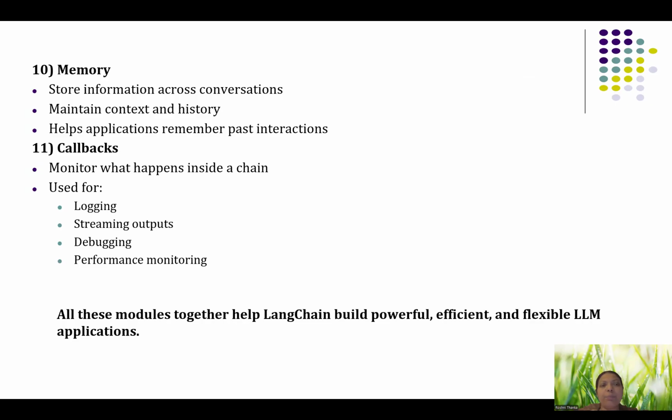Finally, callback. It monitors what happened inside the chain. As we know already from deep learning, whenever we run a model we use a callback, right? So that we can log the different training accuracies or whatever it may be, and take decisions. Here also the callback helps us to log, stream the output, debug, and also monitor performance. So all these modules work together to help LangChain make the most efficient, flexible LLM applications.